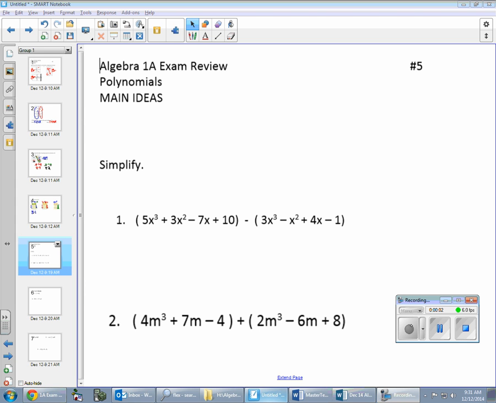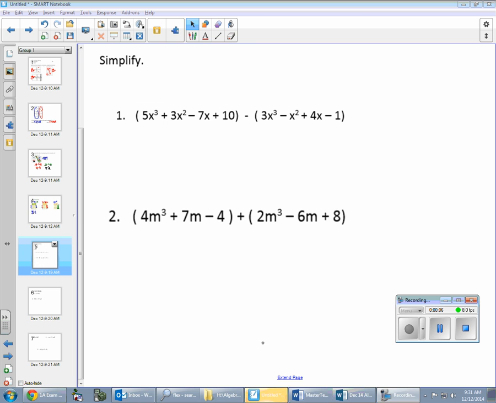All right, exam review station number 5. We're going to simplify some polynomials. So the first one, when you see these big sets of parentheses, you need to make sure that you take a look and say, what operation am I being asked to perform? This is a subtraction problem, folks. It is not a huge distributive property problem with 16 multiplications.